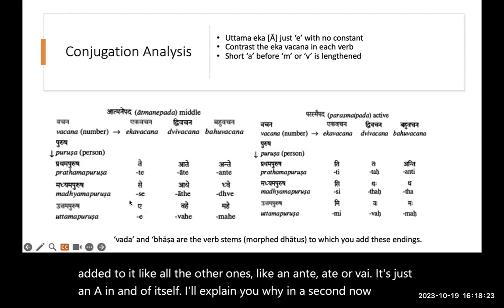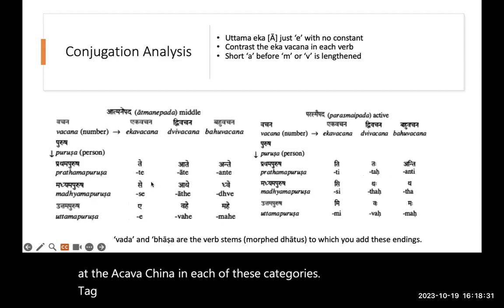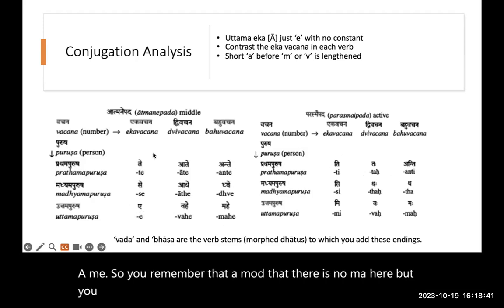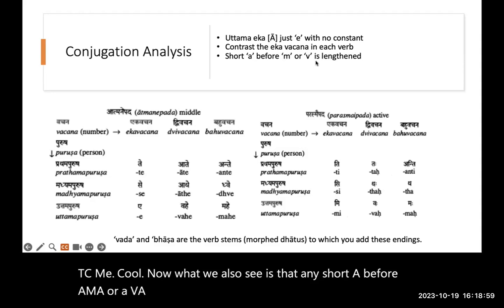Now, let's look at the ekavachana in each of these categories. Te, ti, se, si, a, mi. So you remember that there is no ma here. But you can see a pattern that in the ekavachana, te, se, a, ti, si, mi. Cool. Now, what we also see is that any short a before a ma or a va is lengthened.